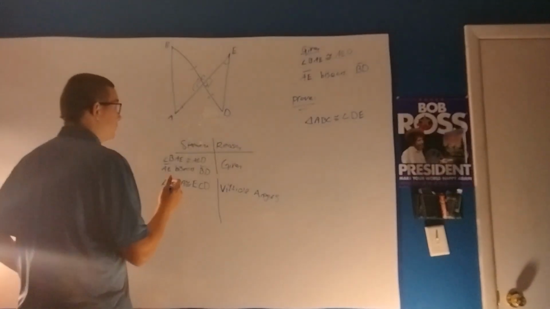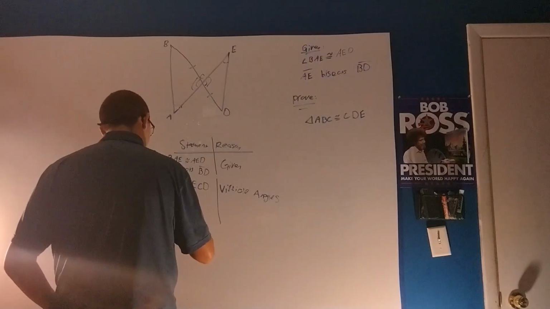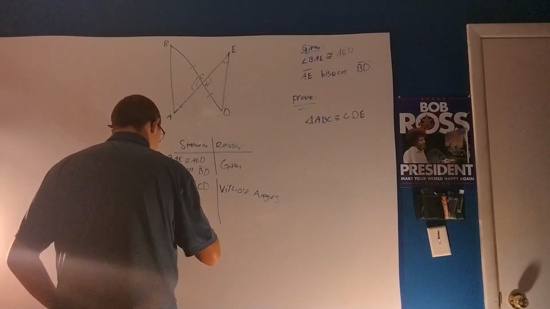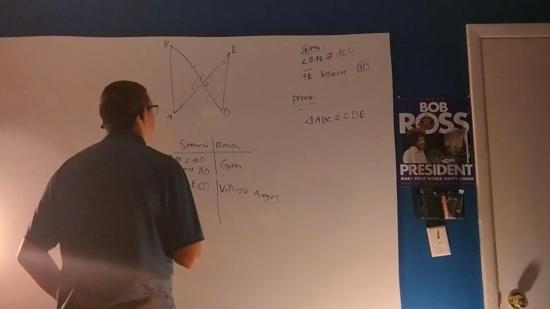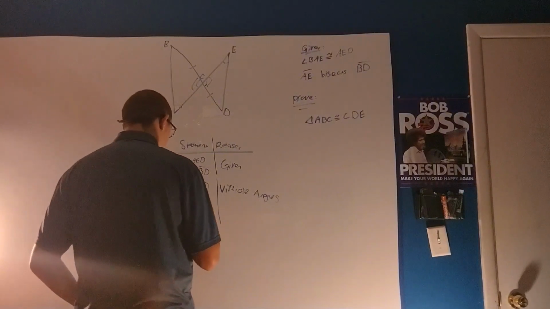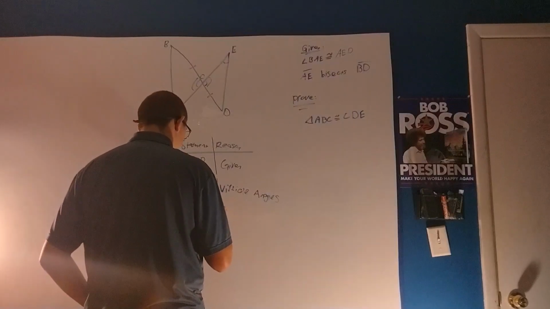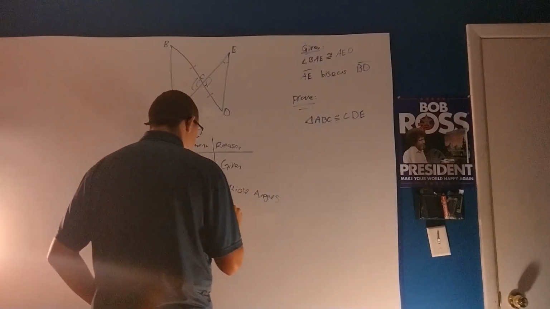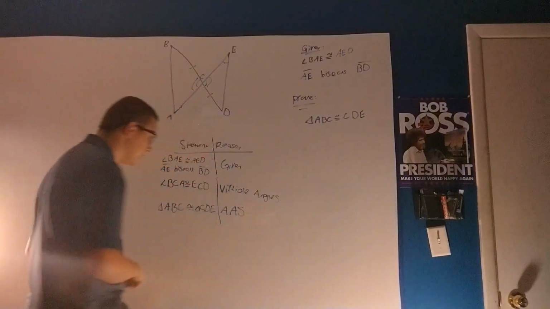So now we can prove that triangle ABC is congruent to triangle CDE because of angle, angle, side, AAS.